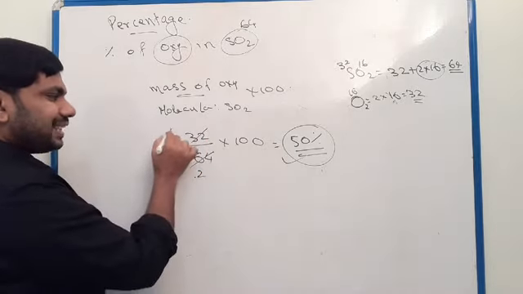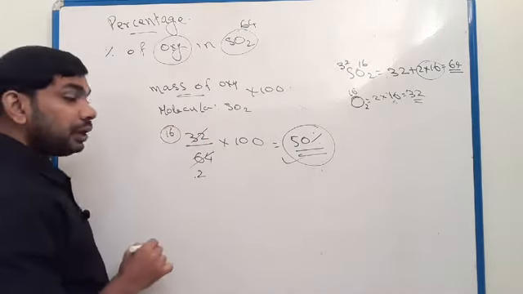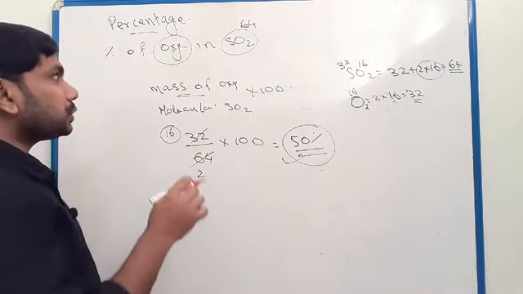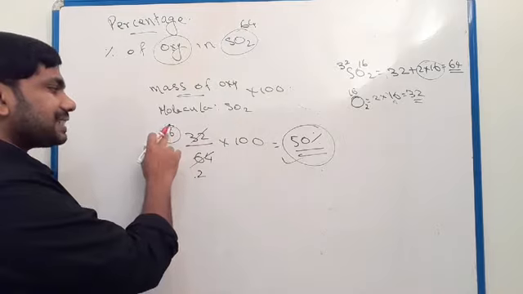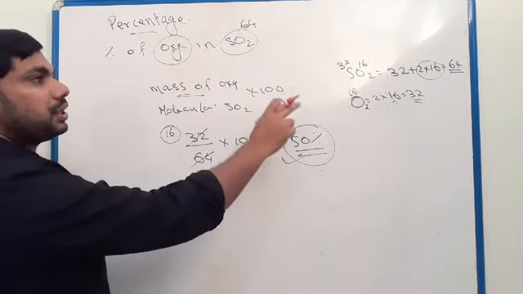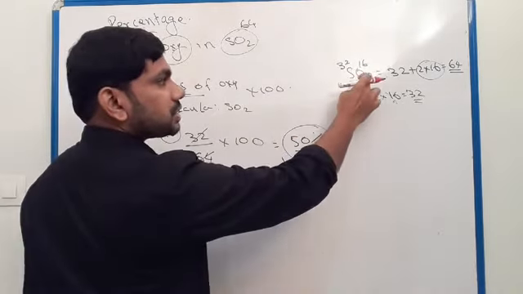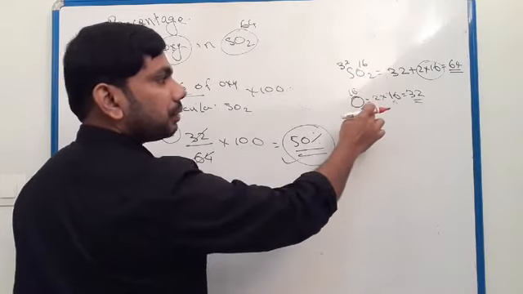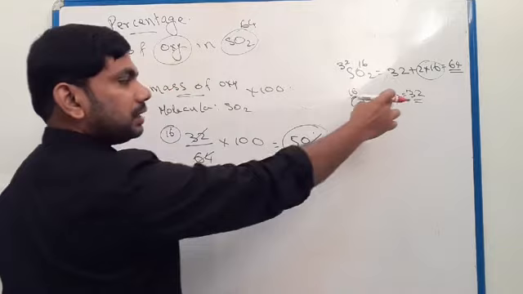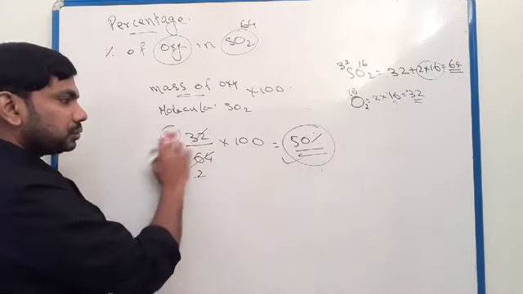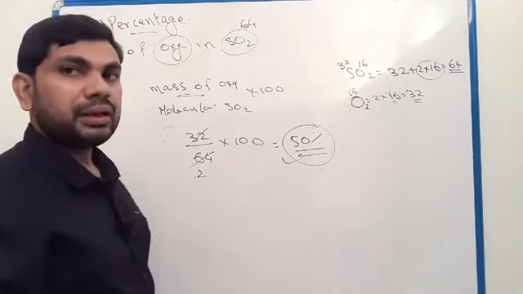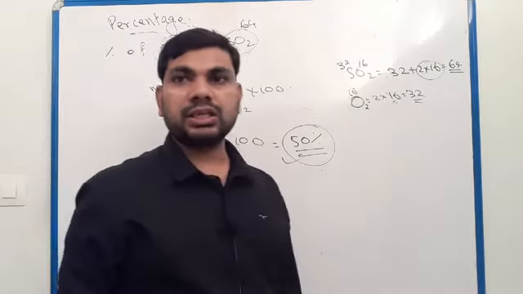Do not take here 16. When you take here 16, your answer will be wrong. So do not forget to multiply 16 times 2 because here 2 oxygen, sulfur dioxide, SO2. 2 times 16, you have to remember 2 times 16, then it will be 32. You have to use here 32, not 16. So answer will be 50 percentage.